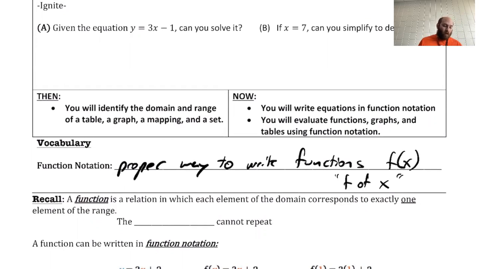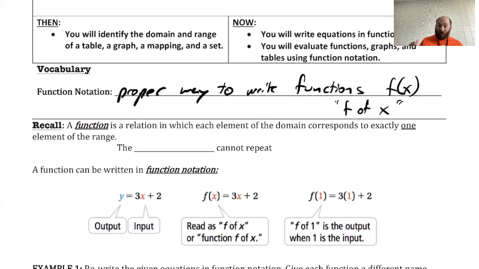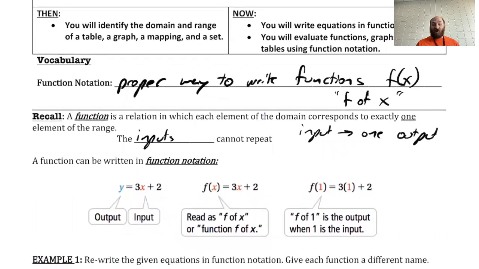When we write our functions, it's actually very similar to equations that you've already done. So remember what we talked about before. A function is a relation in which each element of the domain corresponds to exactly one element of the range. Every input maps to one output. So the inputs cannot repeat. If you have the same input going to two different outputs, that's not a function anymore. So here's our function notation.